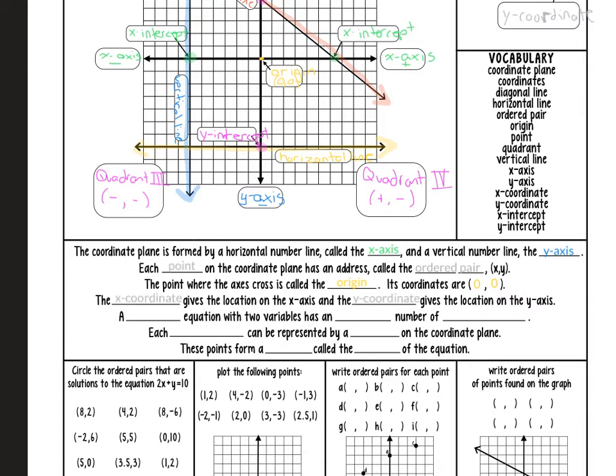A linear equation with two variables has an infinite number of solutions. You may notice that the word linear has the word line right inside of it. That's because everything we're going to graph this unit should be a straight line. The next statement says each solution can be represented by a point on the coordinate plane. These points form a line called the graph of the equation.